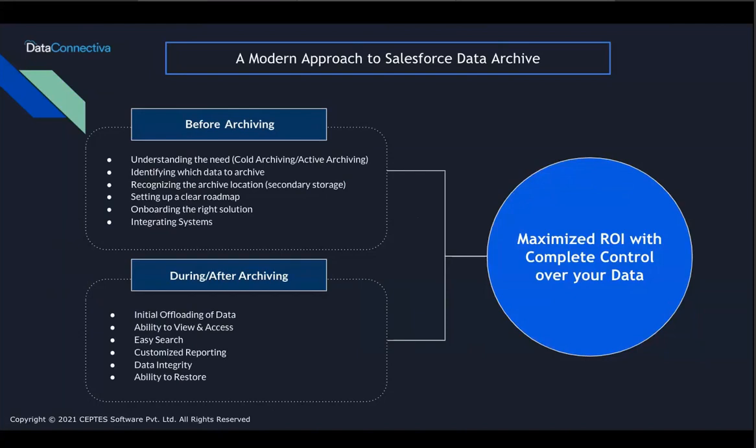So let's talk about before archiving. What are the things they need to consider? First, understanding the need for archiving, right? What is the need? When you talk to the business, they will tell you these are the requirements: I need to keep some of the data live in the system, and some of the data I'm not using. So you get to know what exactly the business is looking at. You need to align your archiving solution to the business, to help the business, right?